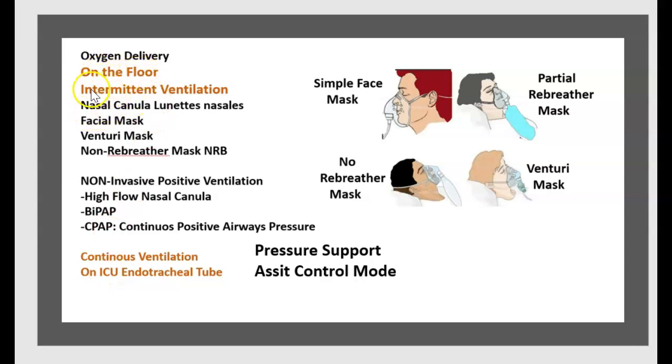On the floor, it's intermittent ventilation. We start with nasal cannula, facial mask, venturi mask, non-rebreather mask, non-invasive positive ventilation, high flow nasal cannula, BiPAP, CPAP, and for continuous ventilation in ICU, we will cover pressure support and assist control mode.